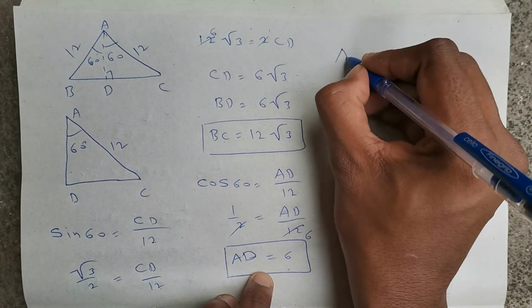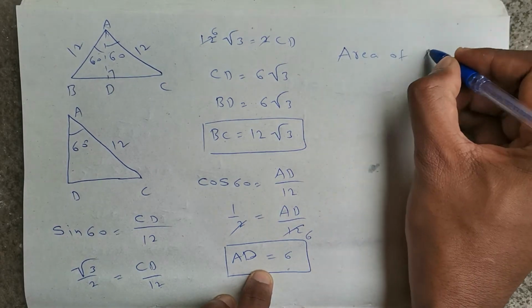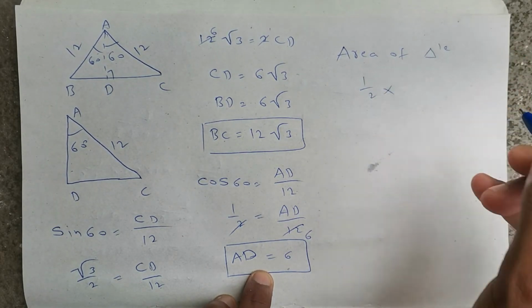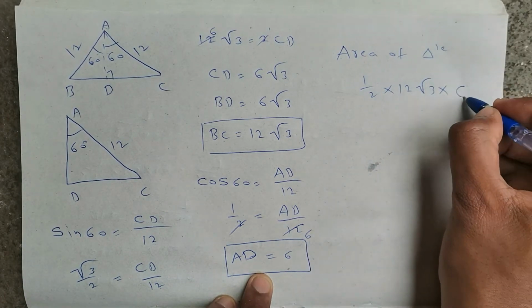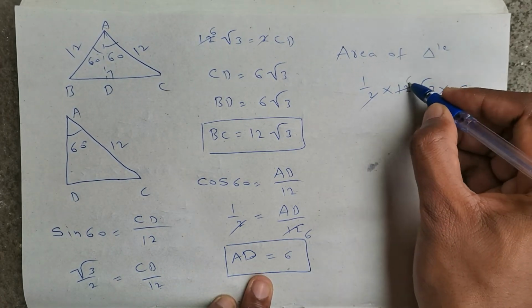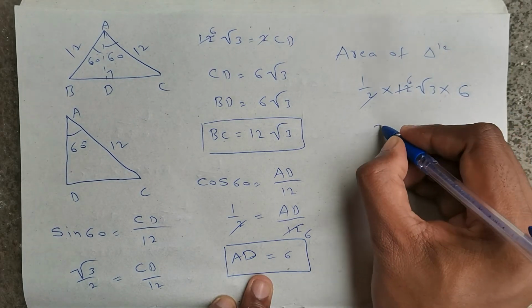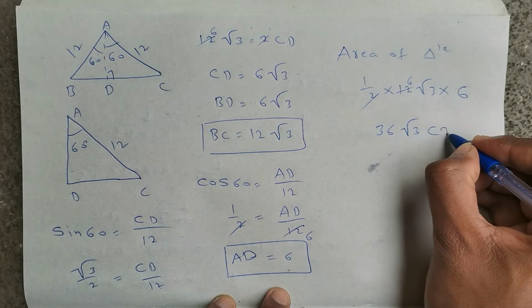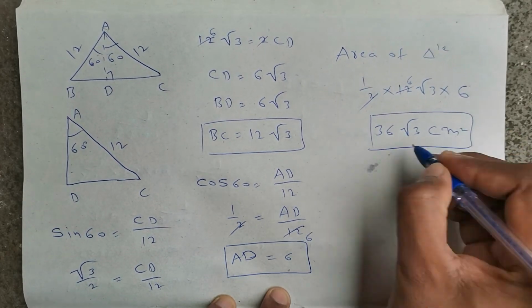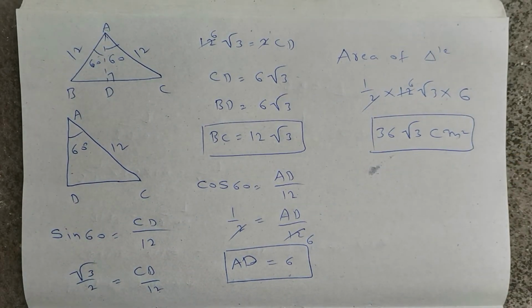So let's find the area of the triangle. Half into base, which is 12 root 3, into height, which is 6. So here 2 ones are 2, 2 sixes are 12, 6 into 6 is 36 times root 3. We are finding the area, so we need to write centimeter square. Now we need to find the area of the minor segment.